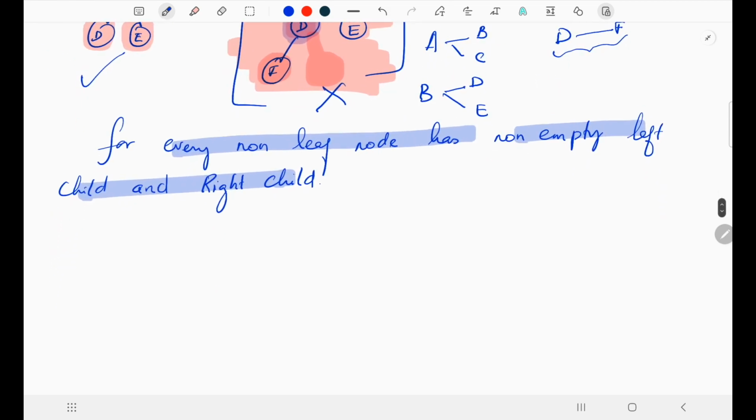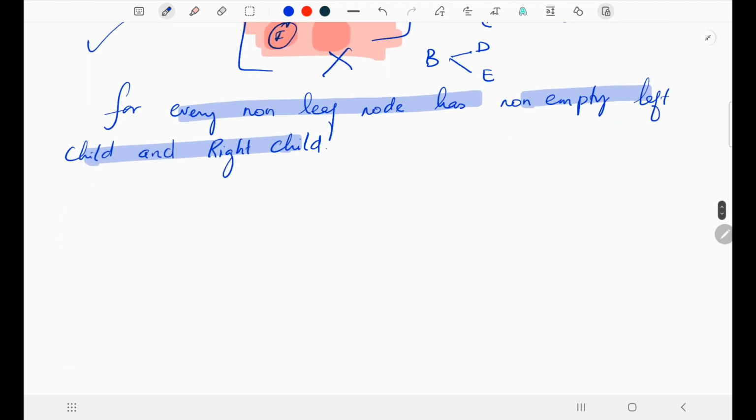Clear? Now, what are the properties? Some properties we can say. For example, a strictly binary tree, SBT in short, with n leaves has 2n minus 1 nodes.